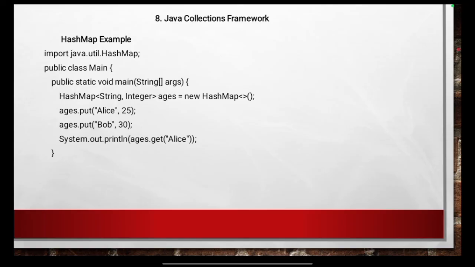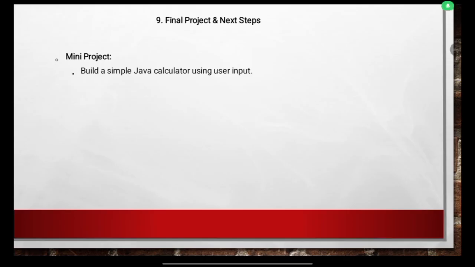In summary, this code illustrates how HashMap provides a simple yet powerful way to organize and access data based on keys rather than indexes, boosting both flexibility and speed in Java programs. So now that we have learned this, let us move on to the next slide. Here in this particular slide, we will be discussing the final project and next steps. First of all, we need to go through the slide carefully.